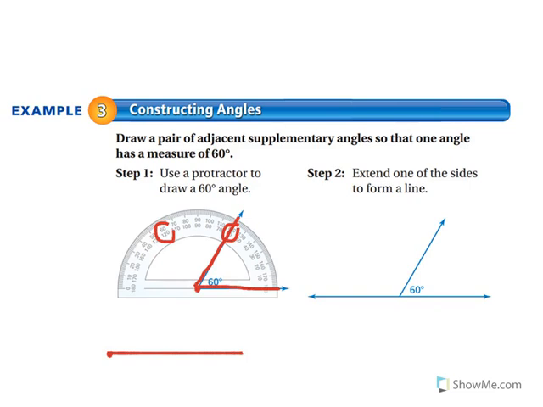To finish this, since they're supplementary, means they have to make a straight line, we're going to use the protractor to extend one of the sides that form the line. I just use the one on the bottom, it's easiest. You just extend that line. And so now I have a pair of adjacent supplementary angles where one of them is 60 degrees. That's all there is to it.